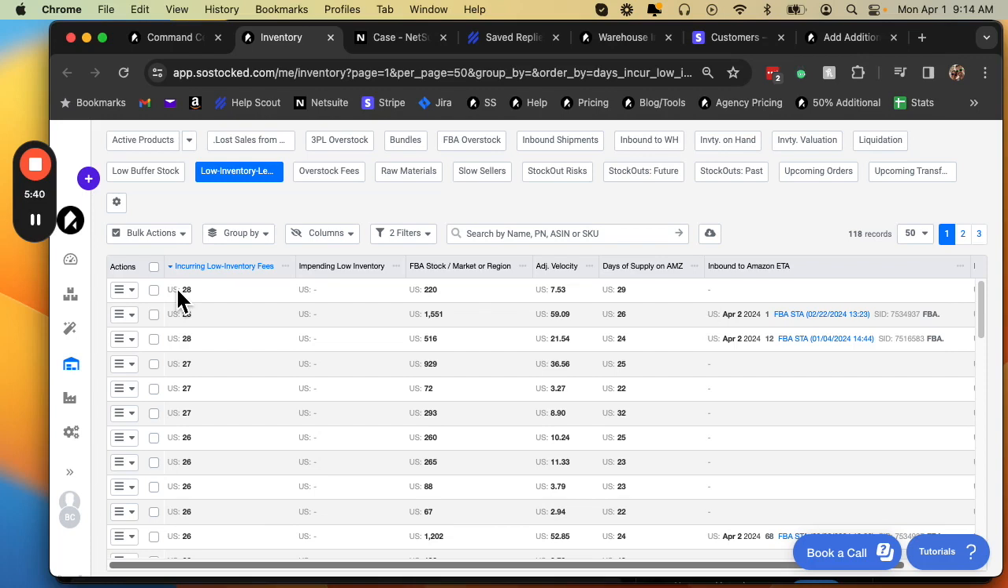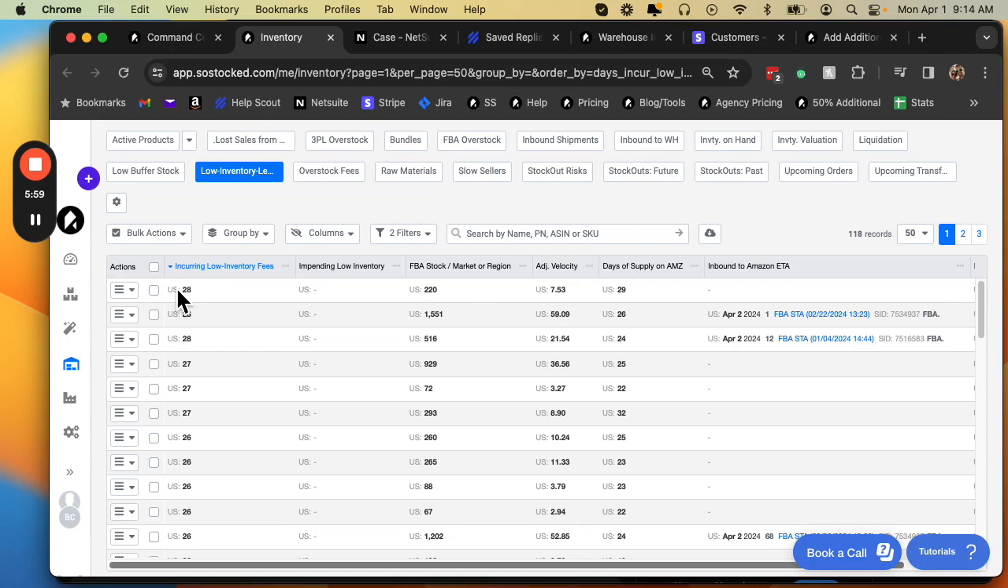and decide, do I want to slow down sales? If I have a lower velocity on this product, if I raise the price and I slow down sales, for example, my days of supply could recalculate very, very quickly, and I won't be spending those low inventory per unit low inventory fees. So that's option one. We can slow down sales.